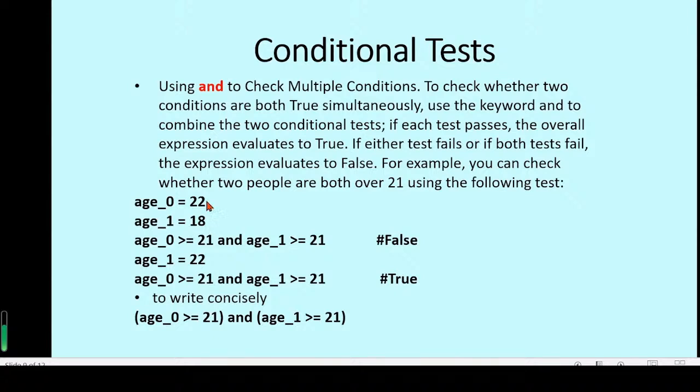So these two people have ages 22 and 18. We can test if this age is greater than or equal to 21 and this one is also older than 21. The result will be false because one is not greater than or equal to 21. But if we change the second one to 22, then we test again, it will be true because both are older than 21. To write concisely, you can also add parentheses here, so it will be more clear.